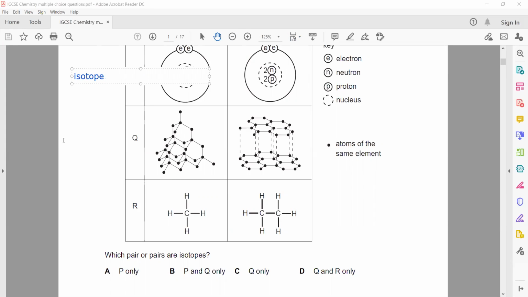The second one is allotrope, identical atoms but a different structural arrangement. And the third one is actually a homologous series, where the compounds have the same functional group, so it is representing a homologous series. That's why A is representing the isotopes.